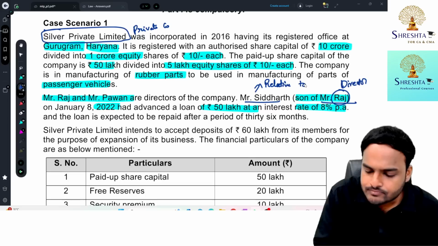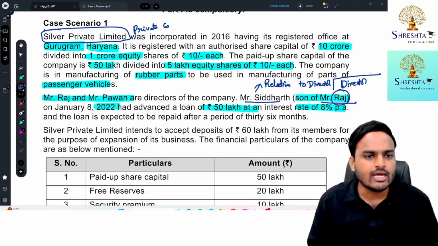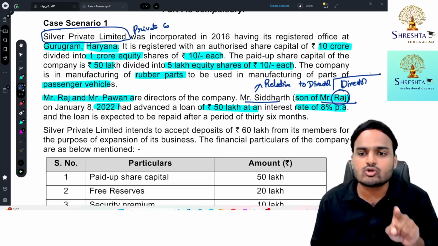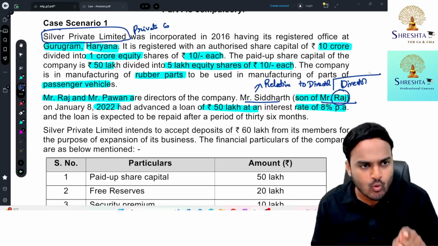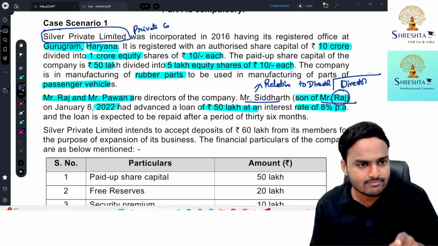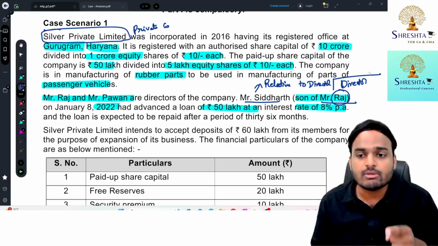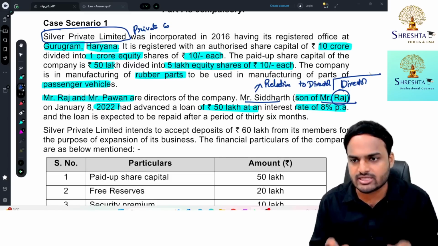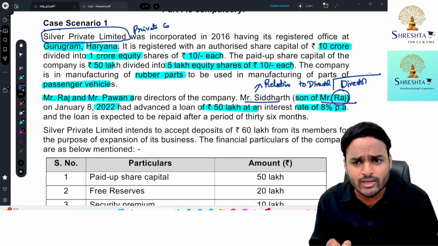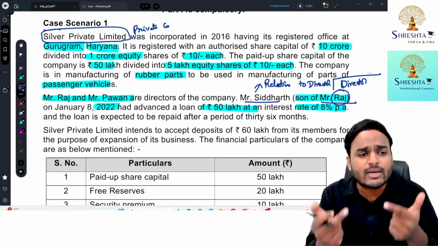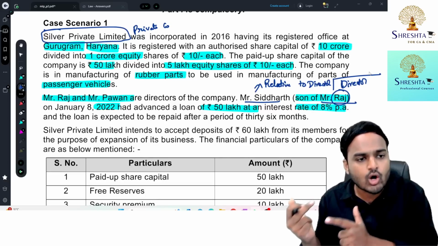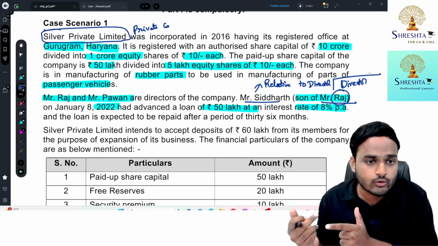A relative of a director can advance money to the company, and that advance is not treated as a deposit, provided that at the time of advancing money, at the time of giving the loan, he must furnish a written declaration stating that the advance or loan amount he is giving to the company is out of his own savings, not out of borrowed funds or loan funds.